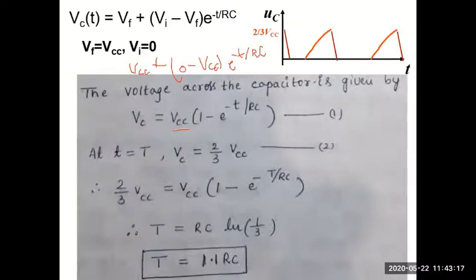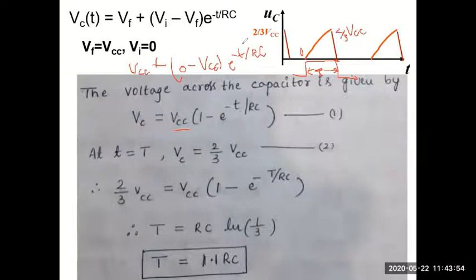Now the output pulse width. Let me say the output will remain high for the duration whenever the capacitor is charging. From capacitor charging from 0 to 2 by 3 Vcc, output will remain in high state. That we are going to call the pulse width or the required time period for the monostable. It is called T in some books, some books call it TP, pulse width, or they just call it the time duration T.